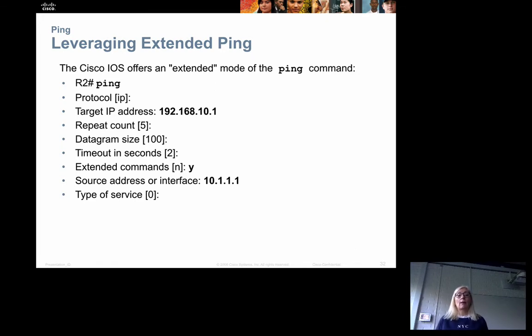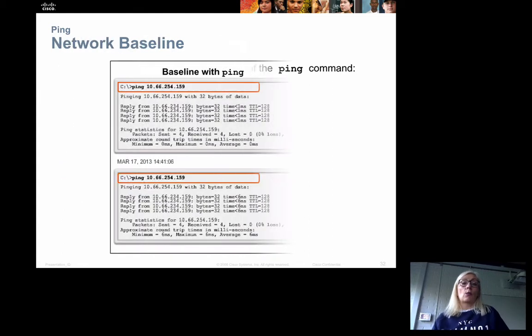We can just say ping, and then it will ask us how we want ping to be handled, and we can put in the target IP address. We can also, of course, just say ping 192.168.10.1 and press enter. Then we will ping with the normal settings. But we can here, for instance, set how many times we want it to be repeated, the size of the datagram, the timeout in seconds, and if we want to have extended commands also. So we can see more if we use the extended ping than just a normal ping.